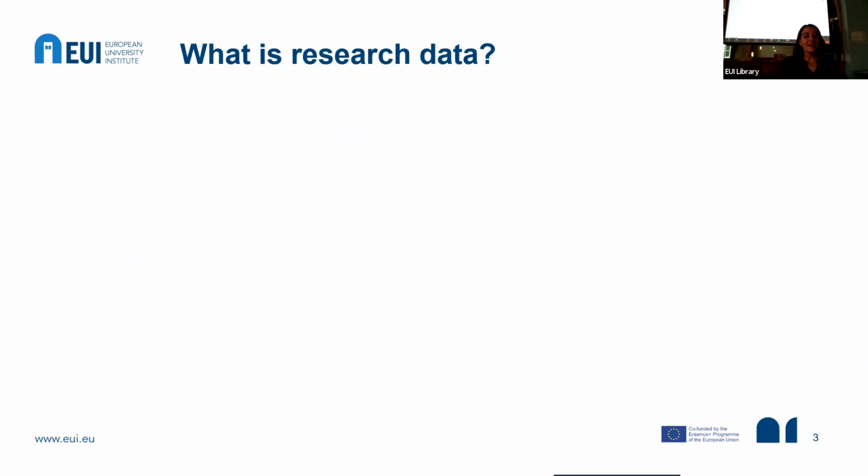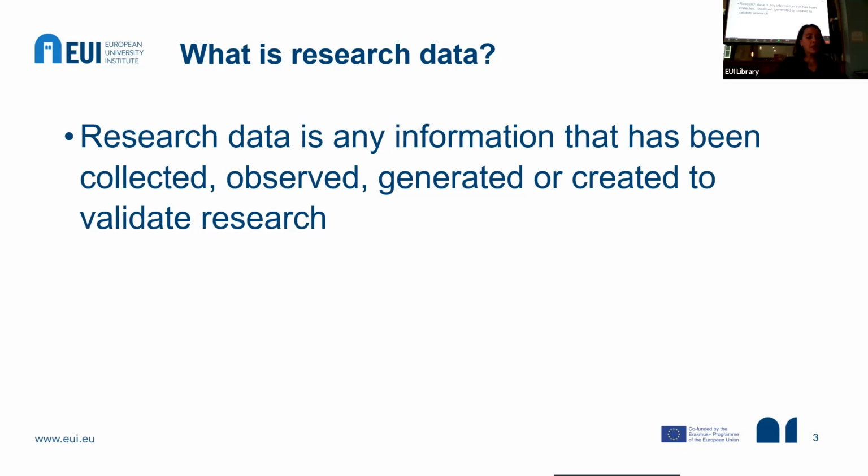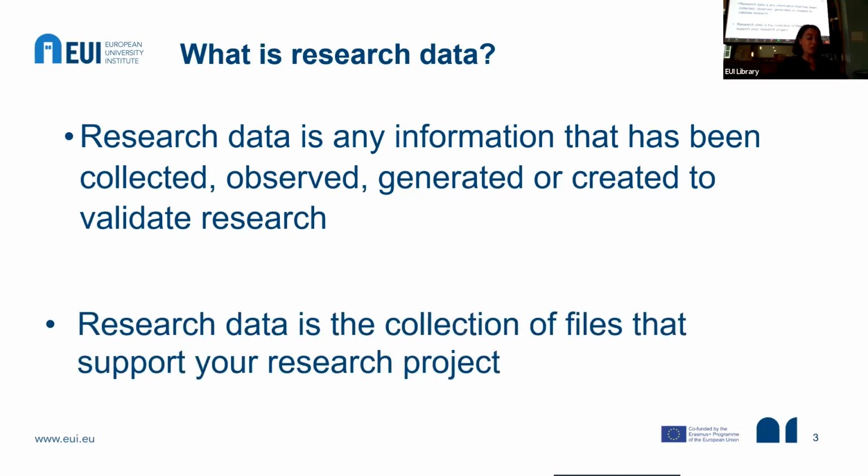So let's get started with the question, what is research data? Research data is any information that has been collected, observed, generated, or created to validate research. It's basically anything by this definition. But since nowadays we work with digital material, we produce files mainly, even when we work with something physical, which is happening less and less. We generate files anyway because we end up digitizing photographs, we end up digitizing material so that we can keep it always with us. I have another definition, which is also very broad: research data is the collection of files that support your research project.